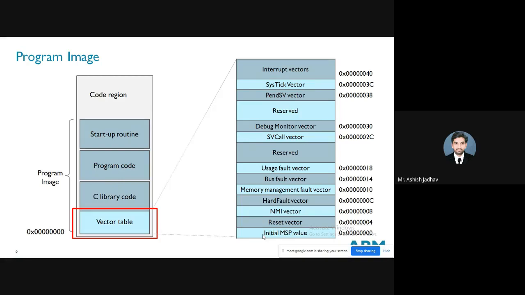So in this vector table, I told you, the first location is the initial value of MSP, that is the main stack pointer. Main stack pointer is at 00000000. Next location is 00000004. This is assigned for the reset vector.